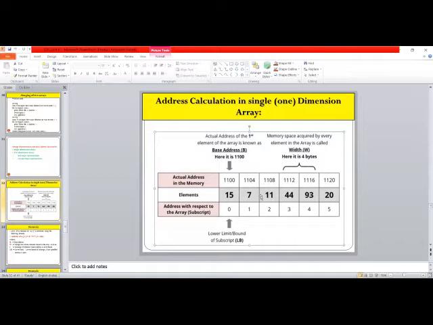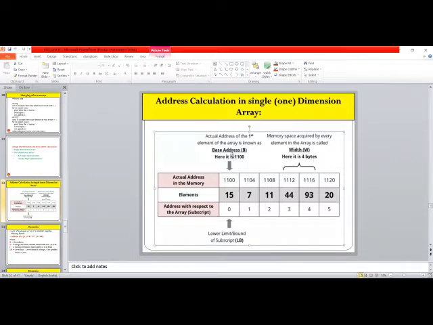Okay. If we are storing a character type of data in this array, then this width would have been 1 byte. Right. If we are storing double type of value, then it would have been 8 bytes and so on. Right. But this is integer type of data. So the width of these locations are 4 bytes.